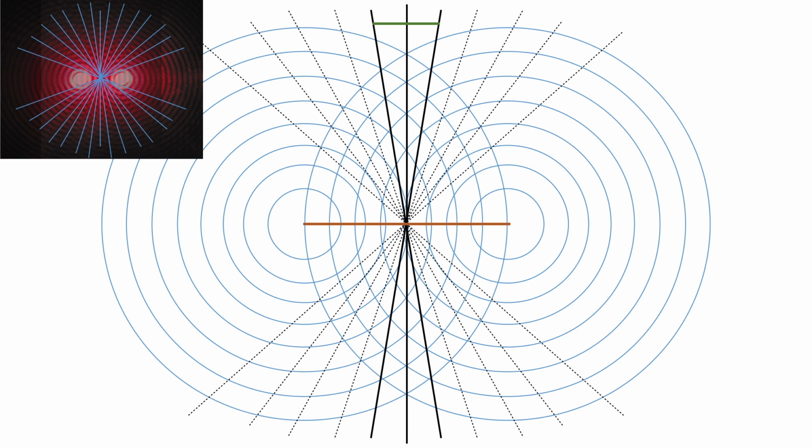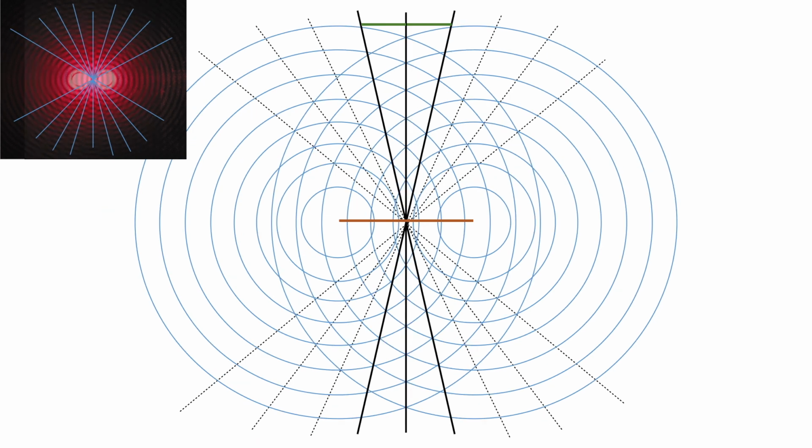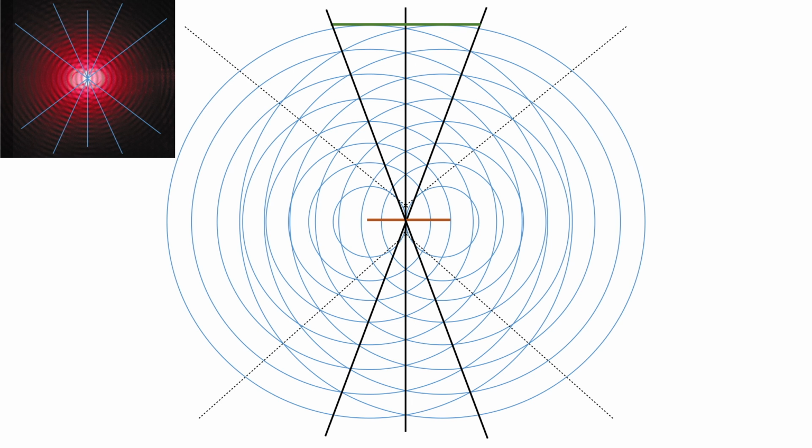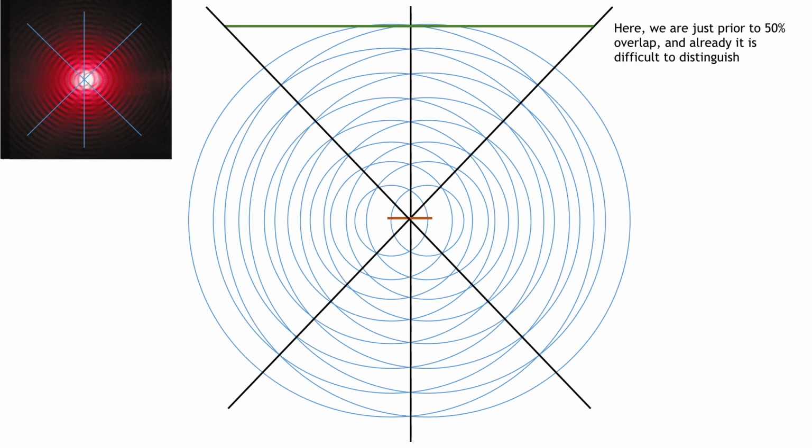So here we've moved them a little bit closer, closer again, closer again. And here we are at just prior to 50% overlap. And already it's very difficult to distinguish the overall pattern. Take a look at the upper left. Again, you still resolve the two circles in the middle, but just barely. And so this is starting to look very much like one pattern. You can see the three constructive interference zones that I've outlined, and the distance between them with the green line. And again, our brown line is the distance between the two patterns.